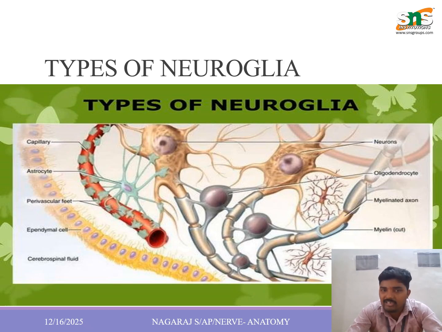Then the types of neuroglia. Neuroglia are neural cells. Capillaries carry blood flow to the nerve structure. Then astrocytes, with the capillary as the next layer, then perivascular feet, then ependymal cells, then CSF, then neurons, then oligodendrocytes, myelin, and axons. These are the types of neuroglial cells.